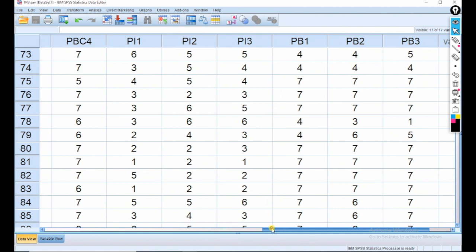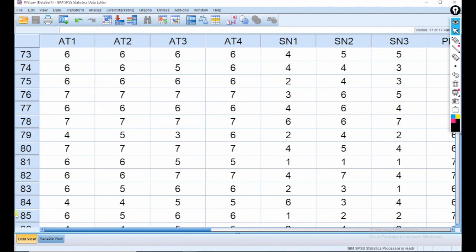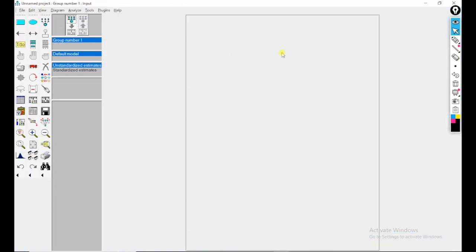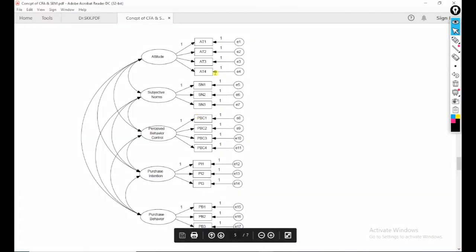Before performing the confirmatory factor analysis, we should save our data in an SPSS file. It is the base file, and this is the AMOS graphic. We will draw this path diagram in AMOS graphic, and once I draw the path diagram, then I will analyze it and interpret the results of the data.